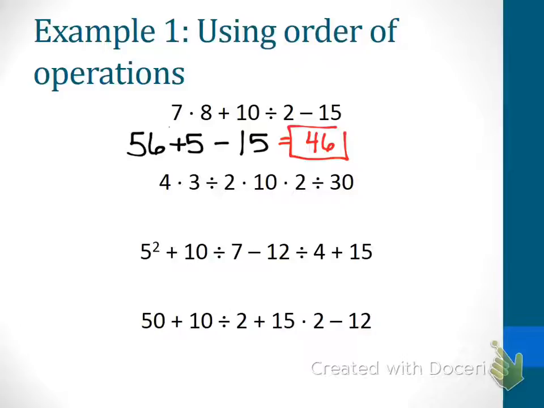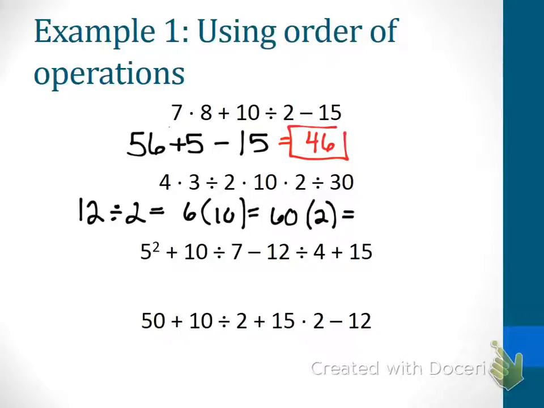All right, so what operations do you see left to right? What do you see? Multiplication and division. That's it. No addition, no subtraction, so I'm just going to work these left to right. 4 times 3 is? 12. What's 12 divided by 2? 6. What's 6 times 10? 60. What's 60 times 2? 120. And then 120 divided by 30. 4. And that's my answer. So when it's multiplication and division, I just work it left to right. Doesn't matter which one comes first.